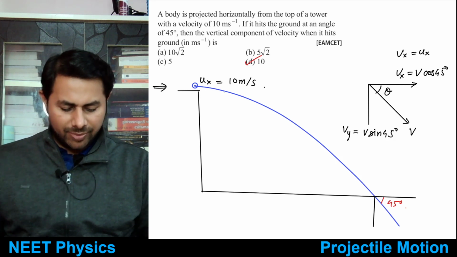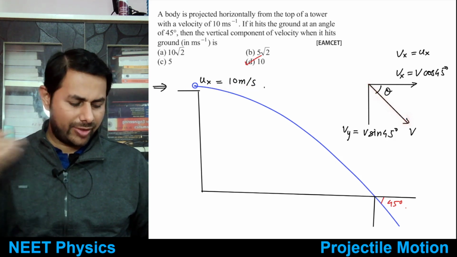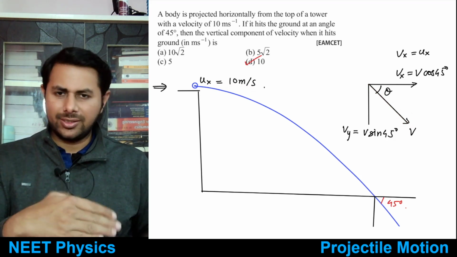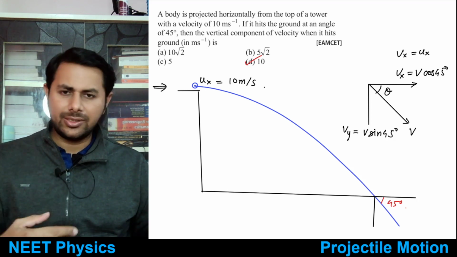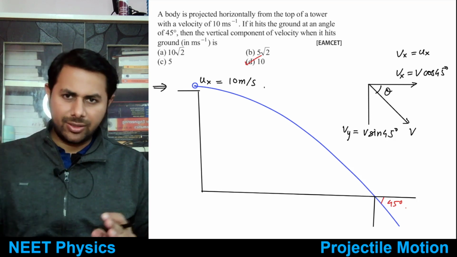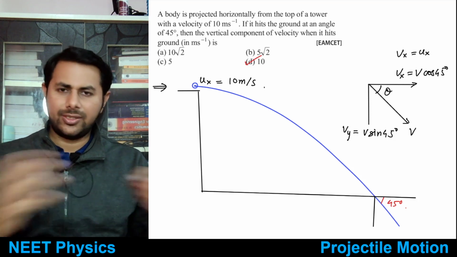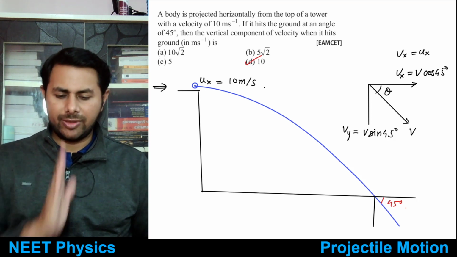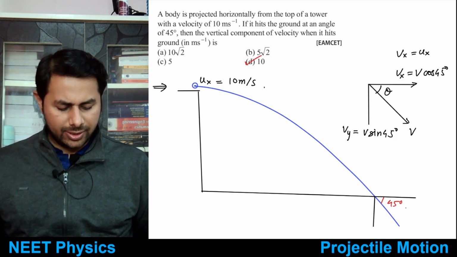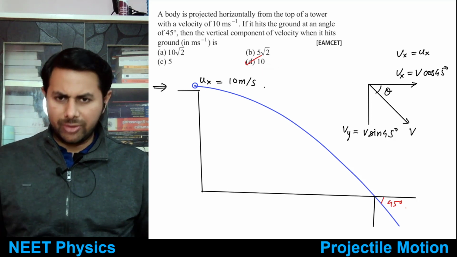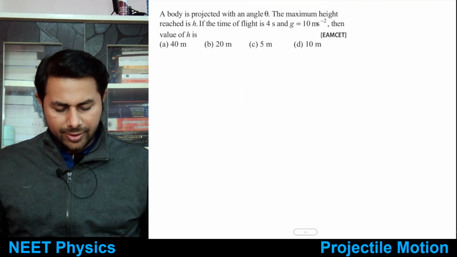So always remember that the horizontal component of velocity remains constant, and if velocity is directed at 45 degrees, it means horizontal and vertical components are equal. The horizontal component is constant, the same as the velocity of projection because it was projected horizontally. That was 10 meters per second, and since horizontal and vertical components are equal, the vertical component is also 10 meters per second. A simple question if we remember these facts. All right, let's see the next one.